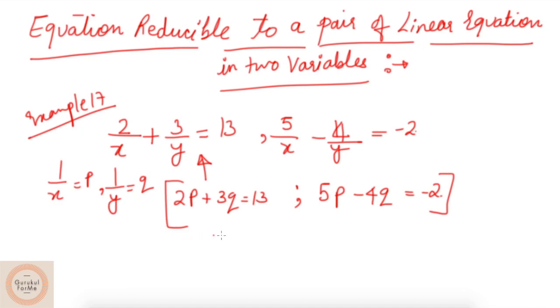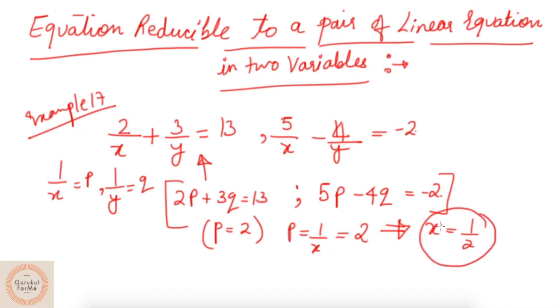Now if you solve this, you will get the answer p is equal to 2. I will not get into how, but you just have to solve both the equations. But what is p? It is 1 by x, and we know that 1 by x is equal to 2. Now can you find the value of x from here? We know that 1 by x is equal to 2, so x is equal to 1 by 2. Are you able to find the answer? Yes. So you are substituting, or you are reducing, a pair of equations into two variables, right?